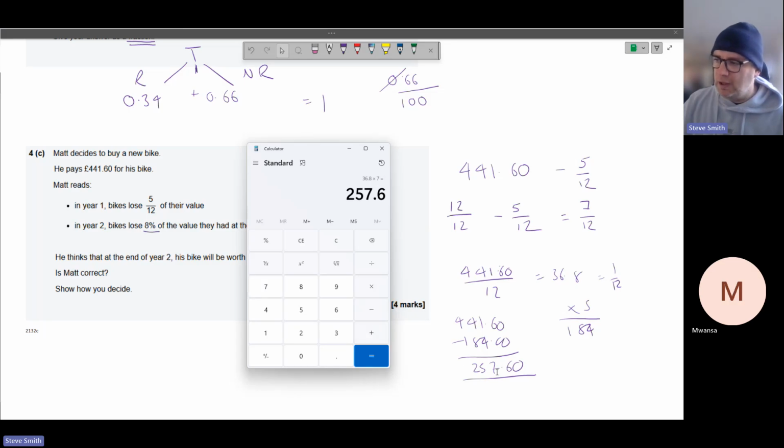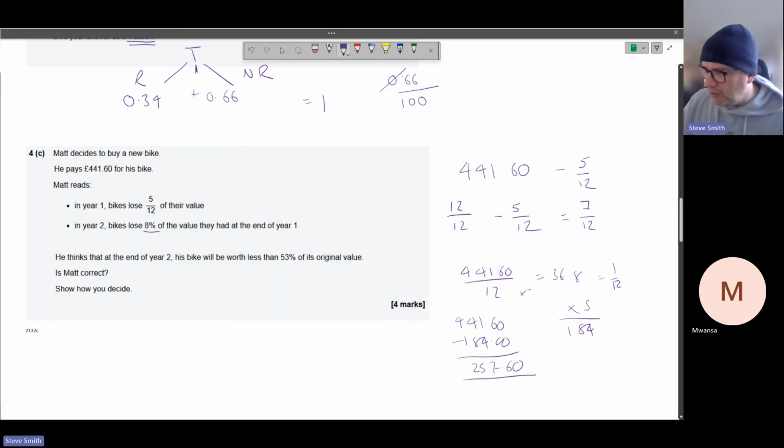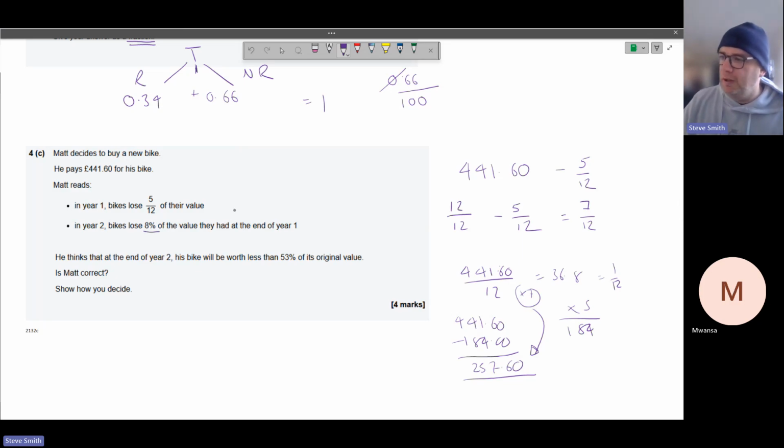So I've now got the same number there. Look, I've only saved myself 2 little steps, which would be times it by 5 and then take that number away. But if you can recognize that if it's losing 5/12 of its value, it means it's retaining 7/12 of its value, so we're working with that number rather than that number, but it's still the same way around. So we divide by 12, times by 7, and we still get that number. So we're now at the end of year 1, equals 257.60.